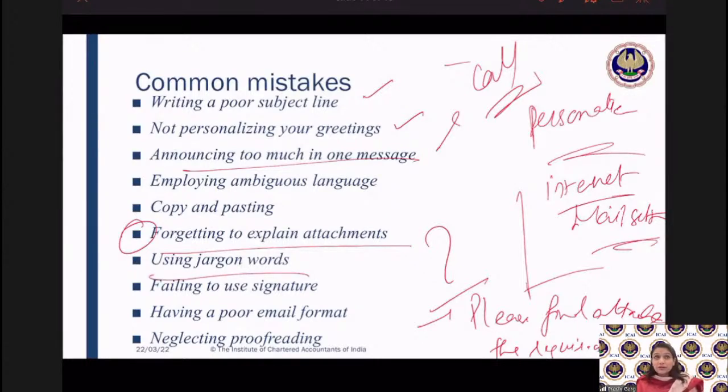Using jargon words. If you are writing an email to somebody who doesn't understand the jargon words, then the email will be wrong. For example, you are a businessman, writing an email to a client from whom you want to get some business. You're using jargon words that only business people from your industry can understand. The client will not understand. The entire email will go wrong.